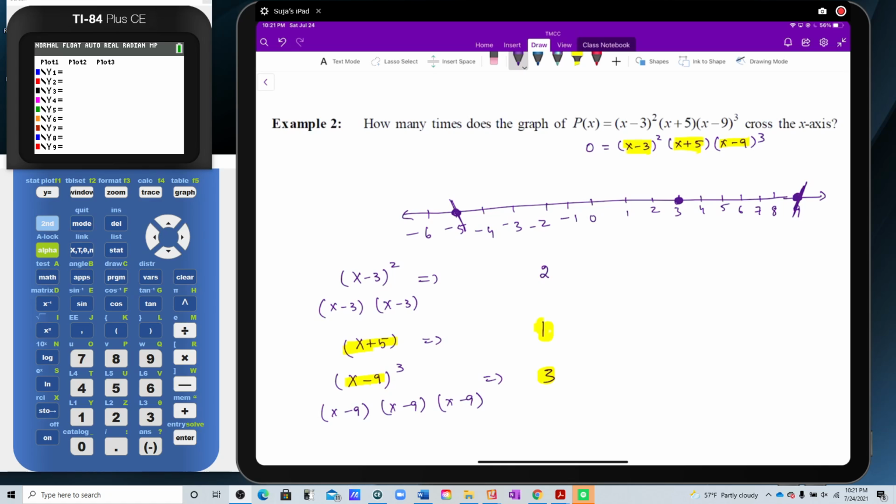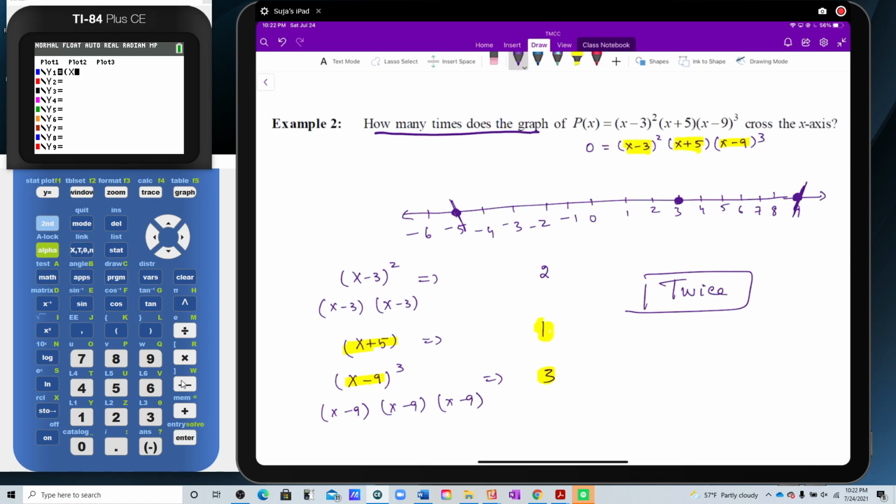So the question here is, how many times does the graph cross? The answer would be twice. And what are the places? At x equals -5 and x equals 9. Okay, now let me show you in the graph. I'm going to plug this in, not foiling it, just keeping it the way it is given to me.